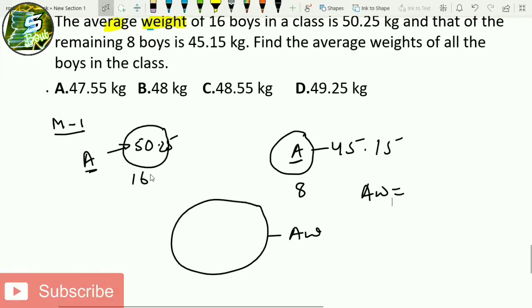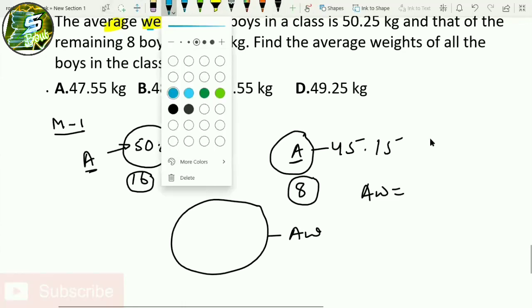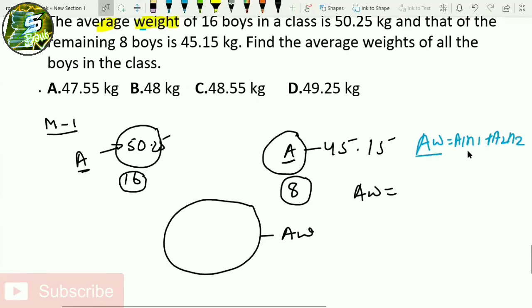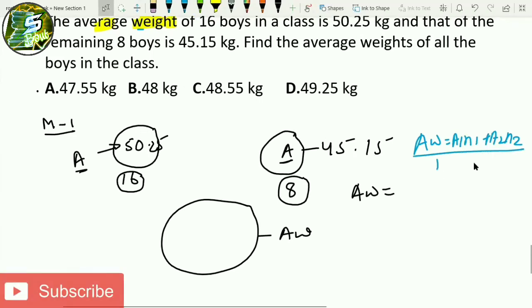The method I discussed with you will help you in a great way. Don't take this 16 and this 8 as they are. Why should I not take 16 and 8? Because I have to multiply A1 by N1. Do you remember the formula? Weighted average is nothing but A1 into N1 plus A2 into N2, whole divided by N1 plus N2. I think everyone remembers this much.